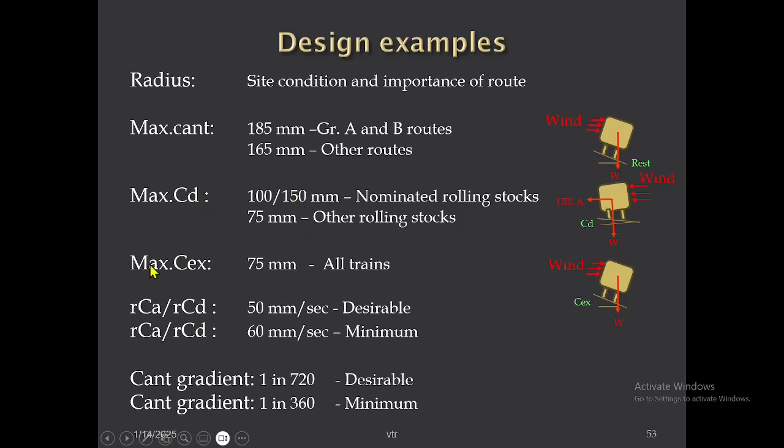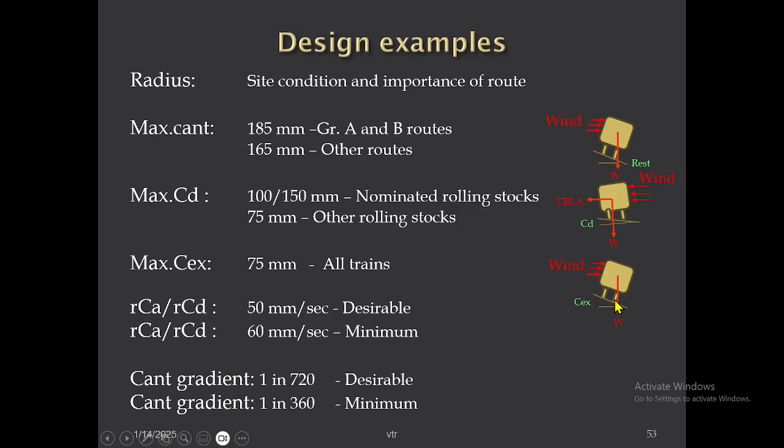And coming to the cant excess, that has been limited to 70 mm for all trains. As far as cant excess is concerned, it will be experienced by the goods train. Normally goods trains will be hauling a heavy tonnage load. Because of the cant excess, the load distribution will always be on the inner rail. When the limit is exceeded, more load is distributed to the inner rail.